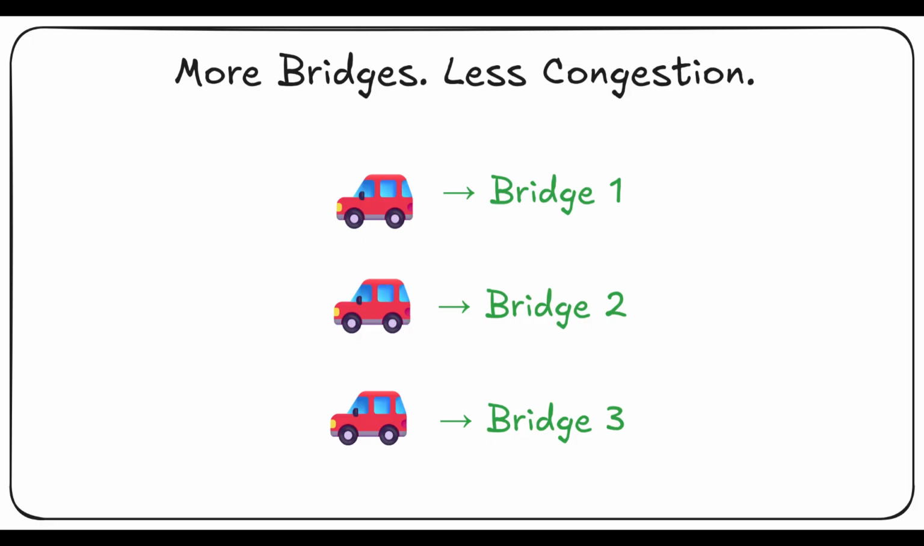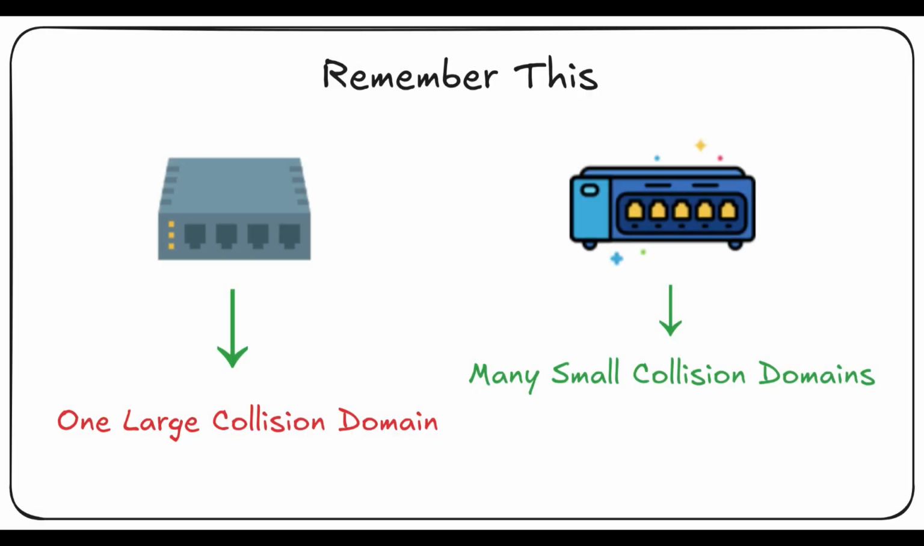So, in summary, a collision domain defines the area where packet collisions can occur. Switches reduce collisions by creating separate collision domains for connected devices. Understanding this concept provides valuable insight into how modern networks achieve efficient communication.